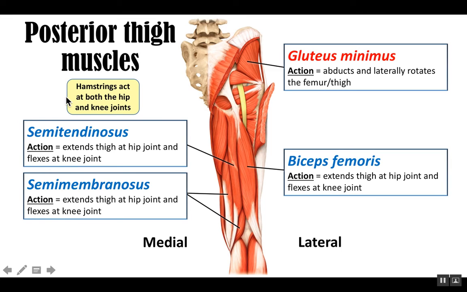Your 3 hamstrings include the semitendinosus, the semimembranosus, and the biceps femoris. Biceps femoris is a bicep. It actually has 2 origins. But it is located more in the lateral posterior compartment. The 2 semis are located more on the medial posterior compartment.